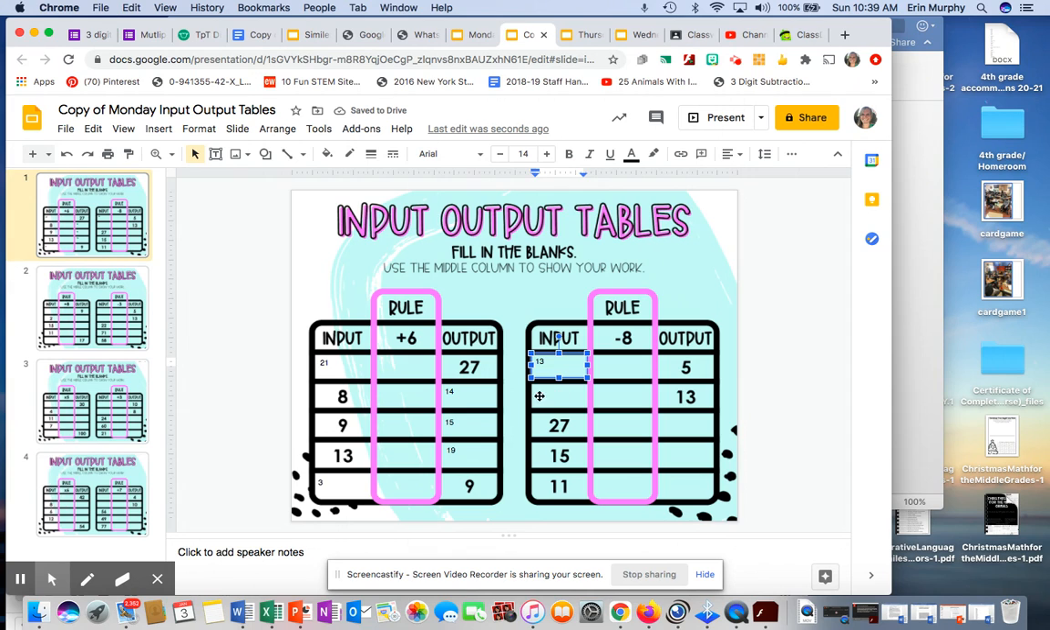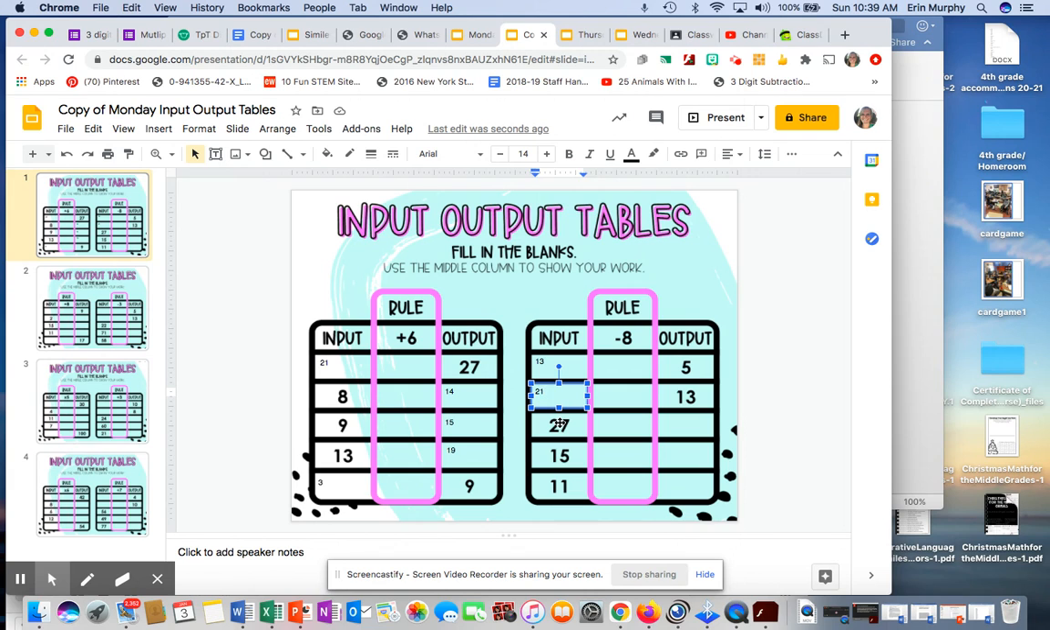Okay? I don't know my input, so I know that means I have to work backwards again. I don't know my input, but whatever that was, I took 8 away and got 13. So since I don't know my input, I'm going to work backwards. 13 plus 8 would equal 21. Those are a little bit more challenging when you don't know the input. So if you need help on that, let me know.